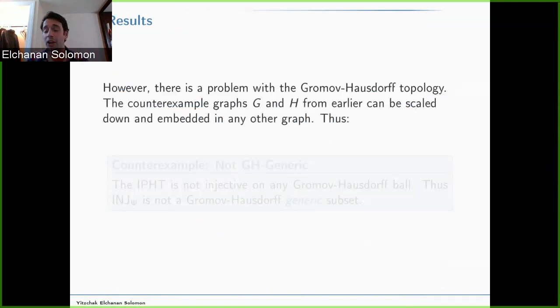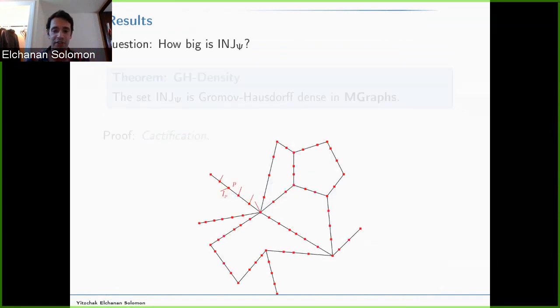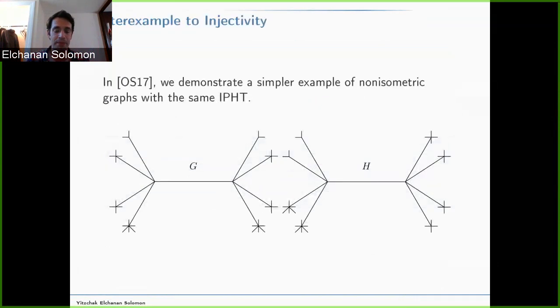However, you might hope the next step is that it should actually also be an open set, so it's dense and open, in other words, generic. But in fact, the two counterexamples from earlier, G and H, let's see if I can get back to them. What you can do is you can shrink down these counterexamples and embed them in any other graph. And then the two graphs you get, you can show have the exact same IPHT. So in that sense, you can embed these counterexamples in any Gromov-Hausdorff ball.